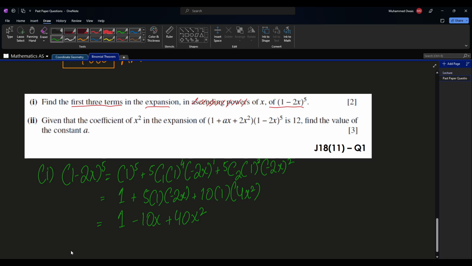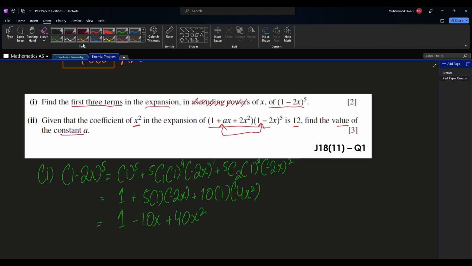We found the first three terms. Now for part 2. Part 2 is telling us that given the coefficient of x square in the expansion of this is 12, find the value of the constant a. Basically, they are telling us that when we multiply both of these expansions, the coefficient of x square is 12, and now they want us to find the constant value a.